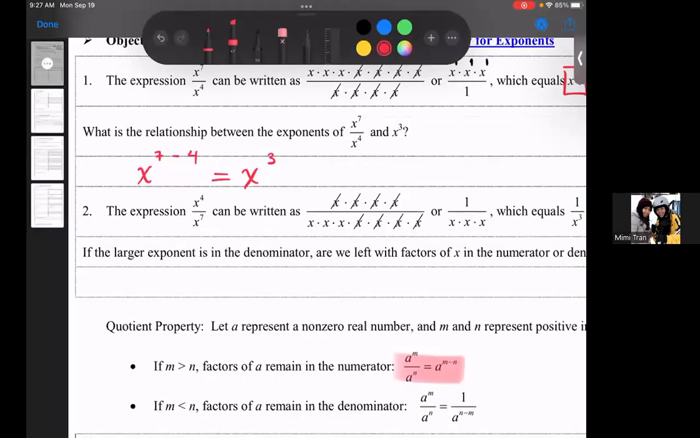All right, number 2. Now it's slightly different. Now I switch. I have x to the 4 on the top, x to the 7 on the bottom. I do the same thing. I write out 4 times, write out 7 times, cancel. So I got 1 over x cubed now.